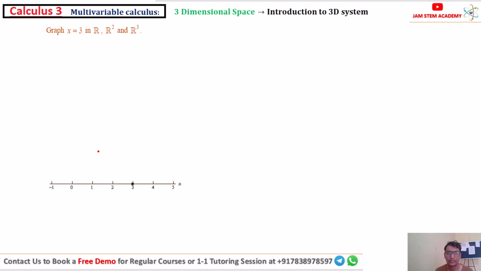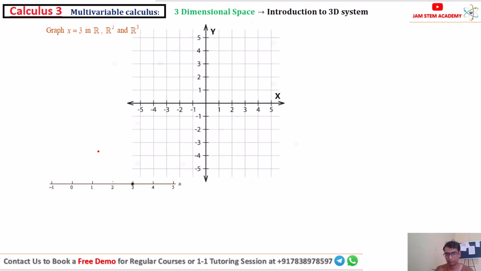Next is for R squared. So we need the Cartesian plane, x-axis and y-axis. X equals 3. It means, what about y? Y can be any real number. You are already familiar with this, right? You just have to go to x equals 3 and draw a line because y can be anything. So this is the line x equals 3 over here. The y value can be anything on this, but the x value is always 3. So this line represents x equals 3 in the plane.